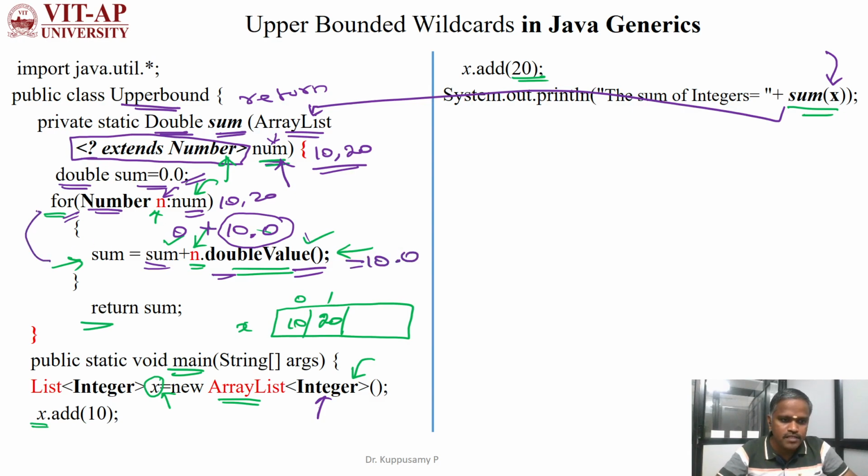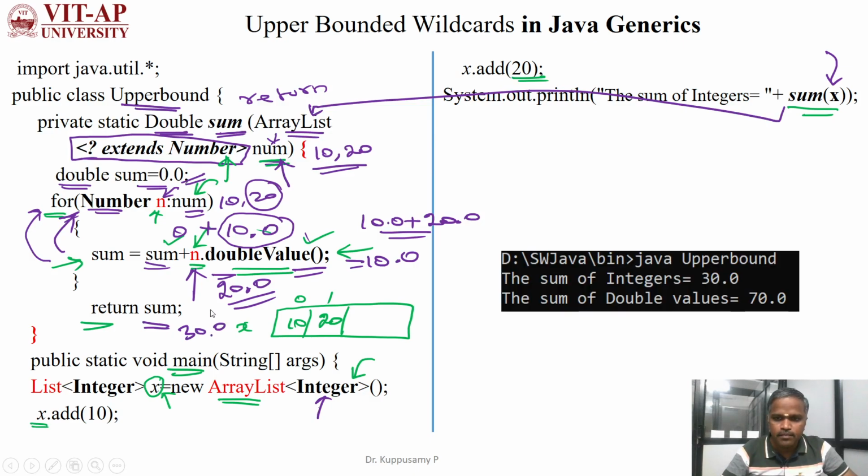Then the for loop is incremented, and one more data is available, 20. Already 10 is there, so 10 is the sum value now. So 10 plus the new value 20. 20 is the n value now. Here 20 is converted into a double value, 20.0. So the sum is now 30. There are no more elements in the for loop, so it will come out, and now it is returning 30.0. Based upon this, you see we are getting the output in this statement. The returned sum is passed over here, which is printed by this statement. So that's what is written here.